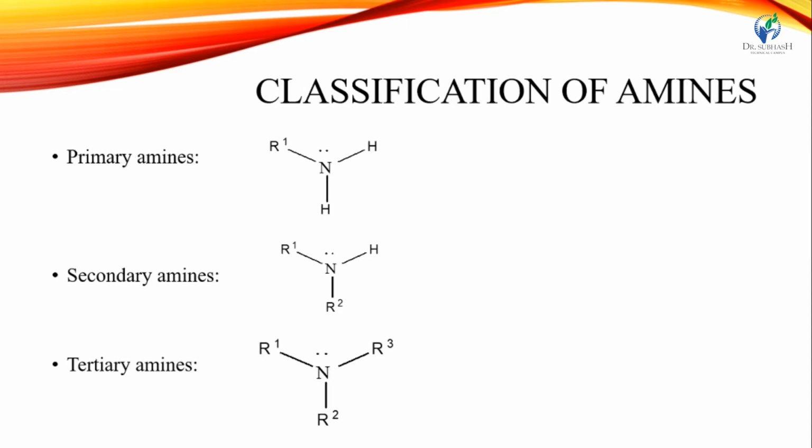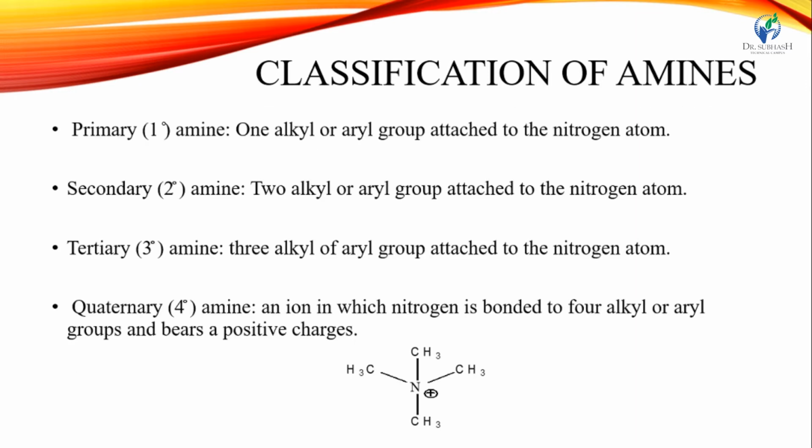Then the classification of amines. Mainly there are three classes: primary, secondary and tertiary. What is a primary amine? One alkyl or aryl group attached to the nitrogen is called a primary amine. A secondary amine has two alkyl or aryl groups attached to the nitrogen atom. The third one is the tertiary amine, with three alkyl or aryl groups attached to the nitrogen atom.